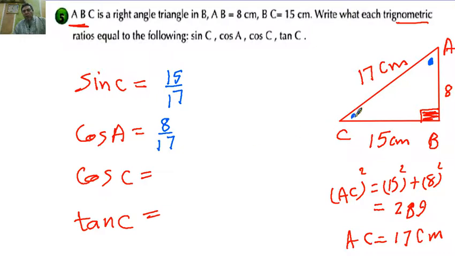Cosine angle C, adjacent over hypotenuse, 15 over 17. Tan angle C, opposite over adjacent, 8 over 15.